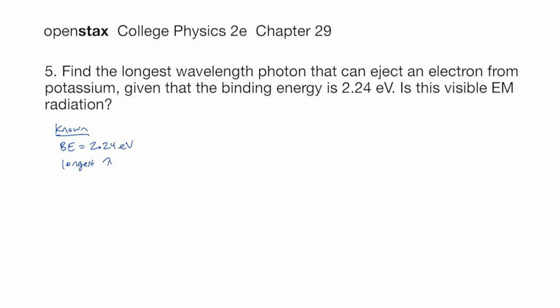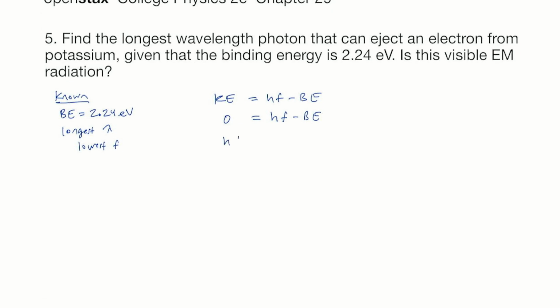wavelength. Okay, this corresponds to the lowest frequency. The lowest frequency is F0, or the threshold frequency. That happens when the kinetic energy of the electron is 0. So we can start with KE is HF minus BE. Set that kinetic energy of the electron to 0. We have HF minus BE. And so HF is equal to BE.